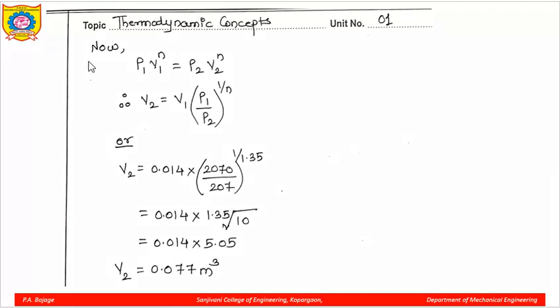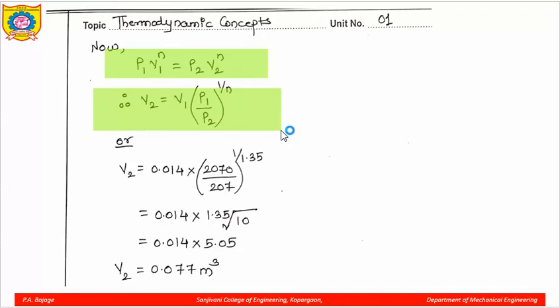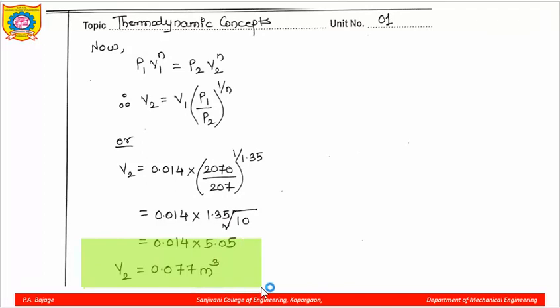So, using P1 V1 raised to n is equal to P2 V2 raised to n, we can find out the volume V2. Putting the values in this formula, we get the V2 value as this, that is V2 is equal to 0.077 meter cube.